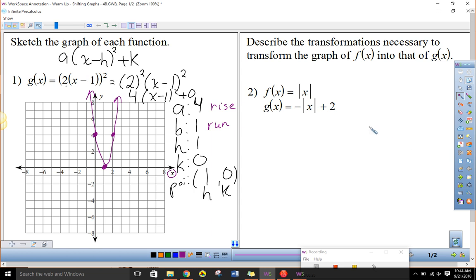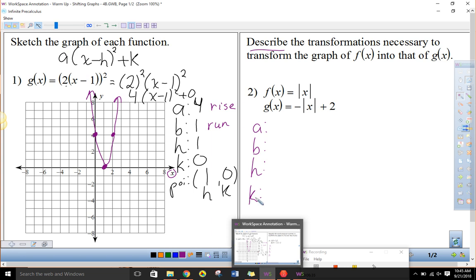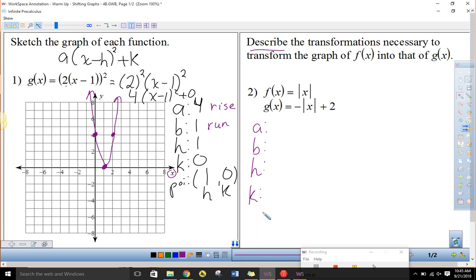Alright, so let's talk about this one. This one we have to describe, so you have to use your words. And I still like putting all of these down here. This is my go-to no matter how I'm given the problem. I always list A, B, H, K, because I think it makes it a little easier. So in this function, what's my A value? -1. B value is just going to be 1. H value is 0. Very good. What's my K value?